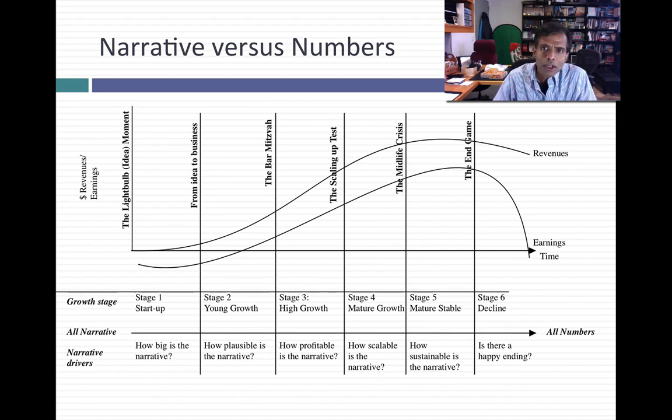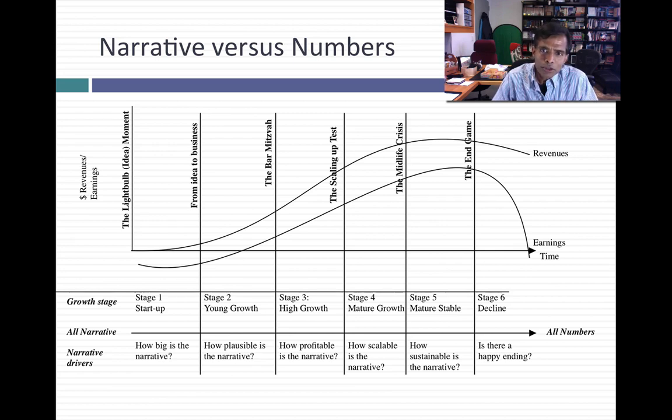As you go through the life cycle, though, people are starting to look for substance. They're looking to see whether you can deliver on this story. So the focus starts to shift: you told me a great story, now where are the revenues, where are the earnings? I call these bar mitzvah moments, when the market shifts from looking at the story to looking at numbers, and you have to be ready as a manager.